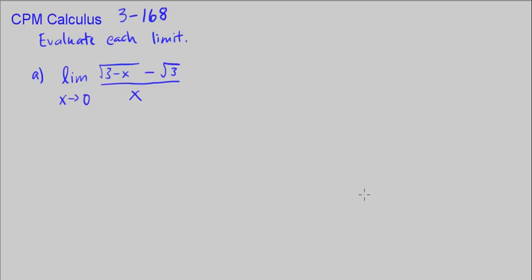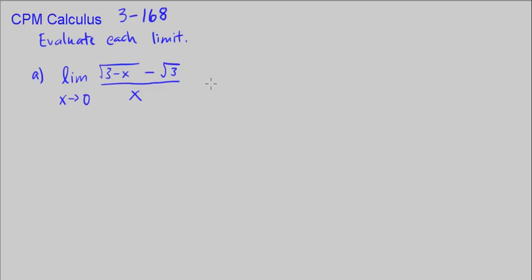This is CPM Calculus, Chapter 3, number 168. Evaluate each limit. If the limit does not exist, say so, but also state if it is approaching positive or negative infinity. Alright, A, we have the limit as x approaches 0 of the square root of 3 minus x minus square root of 3 over x.